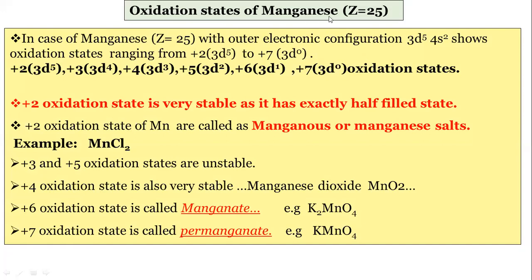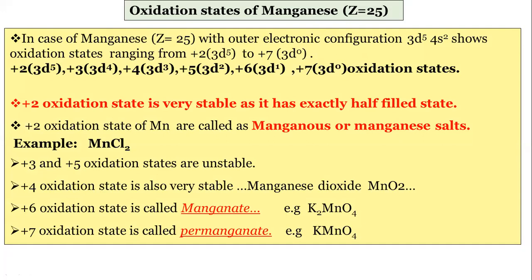Oxidation state of manganese. For the board examination, questions are always asked on manganese. For example, I will give the question for 3 marks: Write the different oxidation states of manganese, which carries 1 mark, and why the +2 oxidation state is more stable. This question was asked in 2013 for 3 marks.